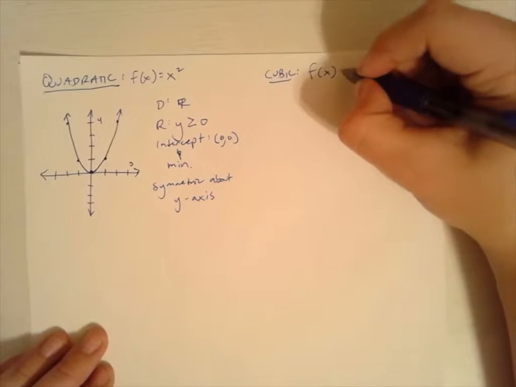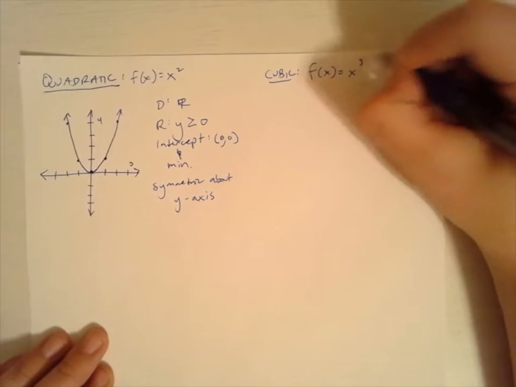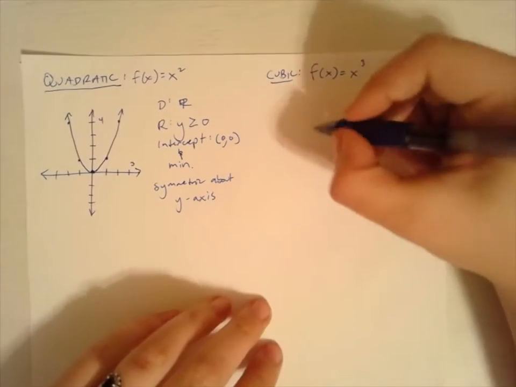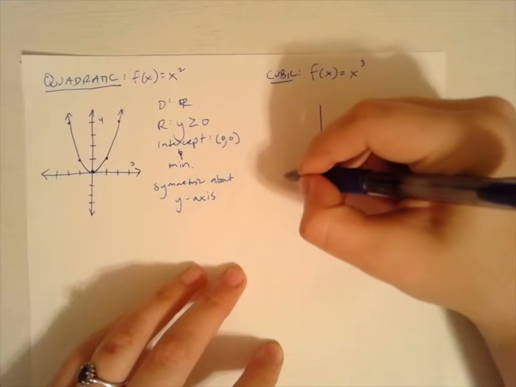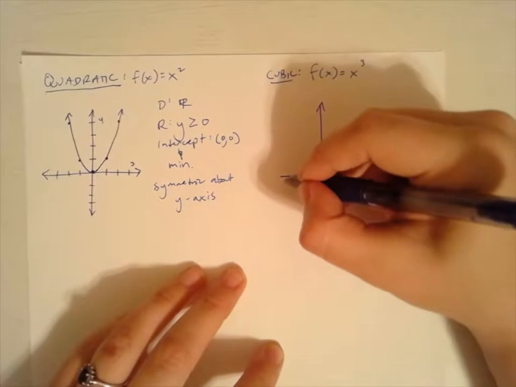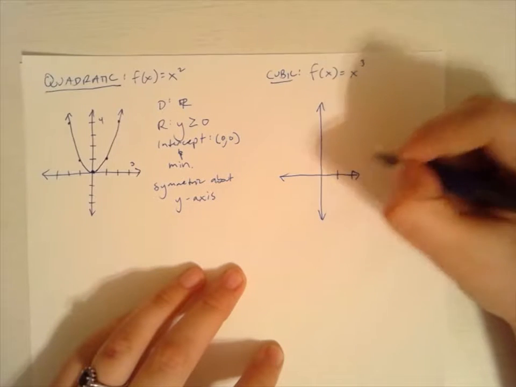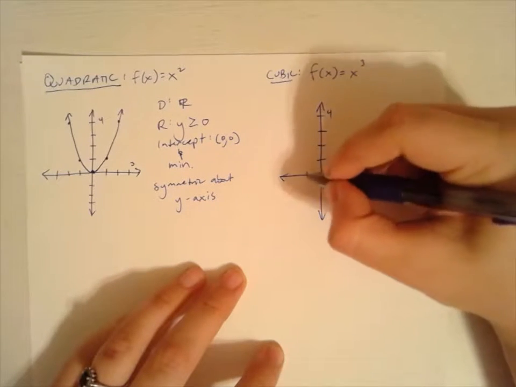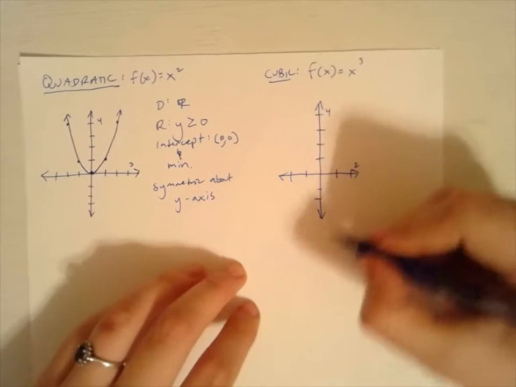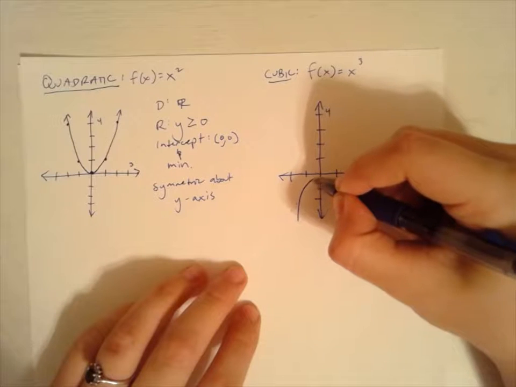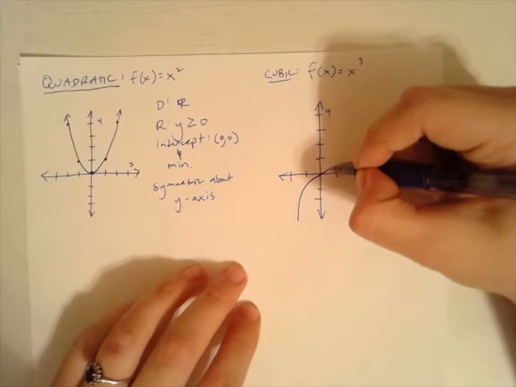The cubic function, classic cubic function, looks like this, f of x equals x cubed. Oh my gosh, squared, cubed, cool. And the cubic function looks a little different. If we have points out here, let's call this 1, 2, 1, 2, 3, let's call this 1, 4. There we go.